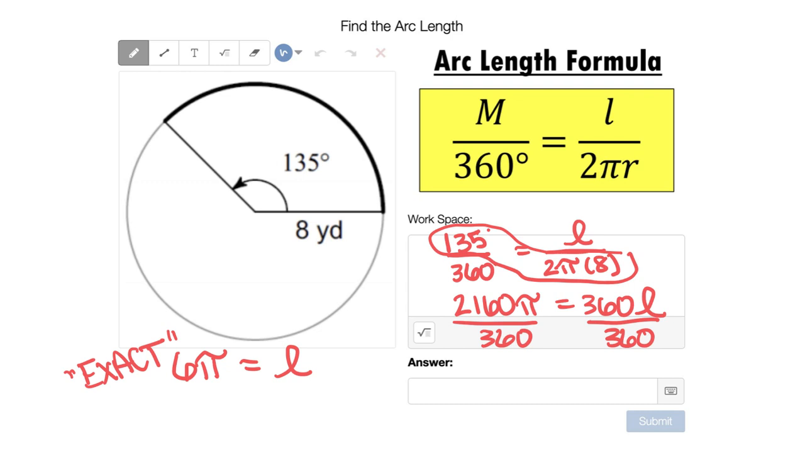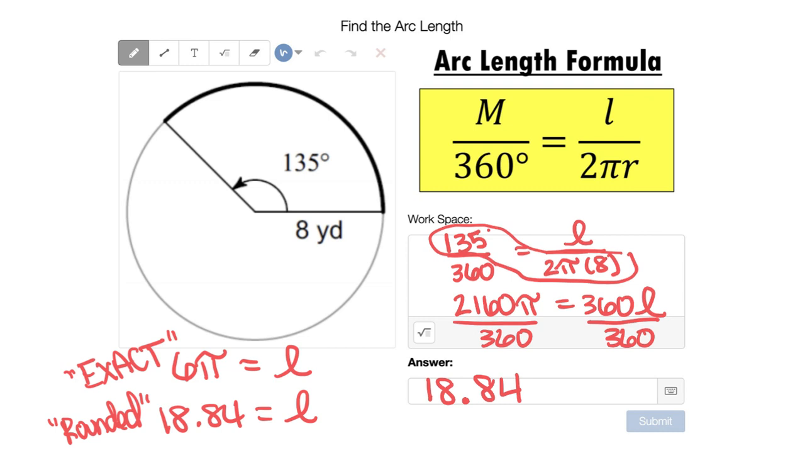If you do 6 times 3.14, that would give you 18.84 equals L. That would be your rounded answer. Your homework is going to be a Math Space, and all of them, I'm fairly certain, will ask you for the rounded answer.